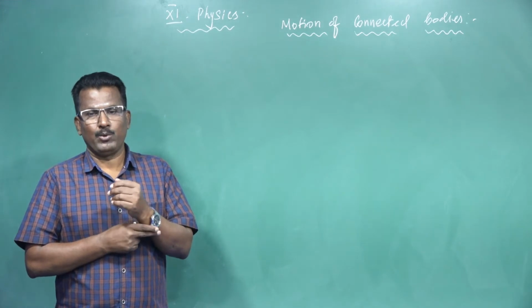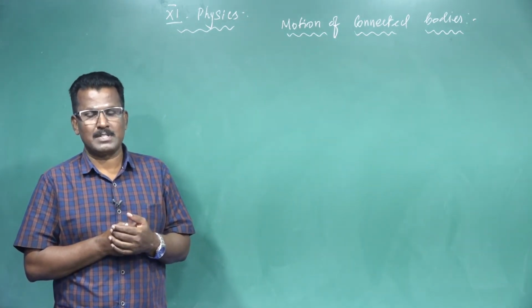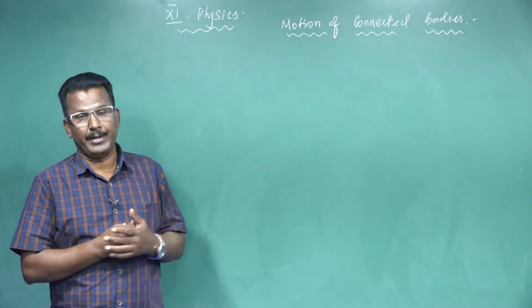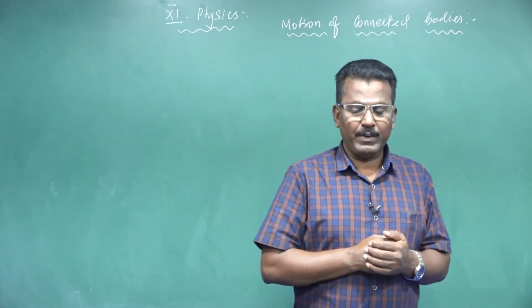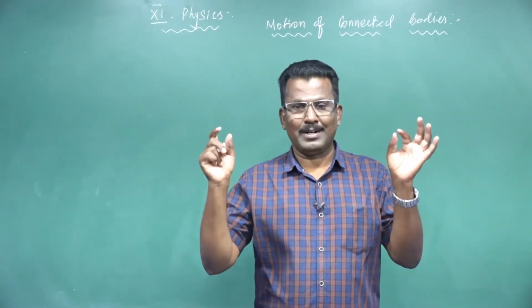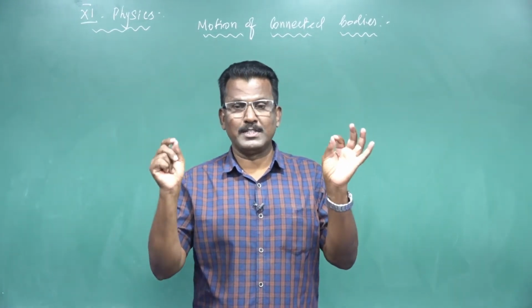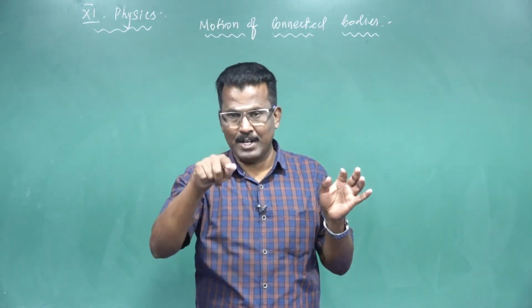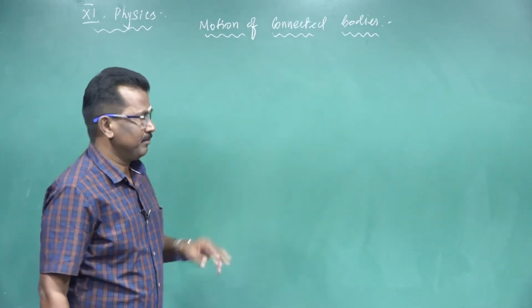Today in this video we are going to discuss another part of laws of motion, 11th standard physics. The topic name is motion of connected bodies. Okay, let's start. If any two bodies are connected by a string, when a force is applied on the body either vertically or horizontally or inclined, tension is produced in the string.